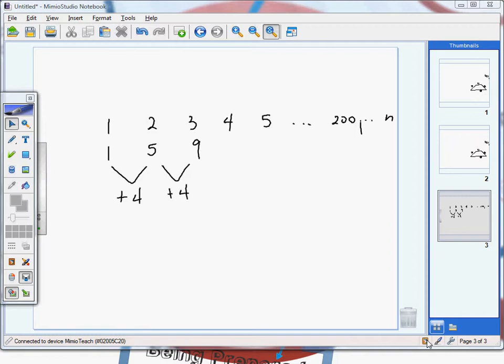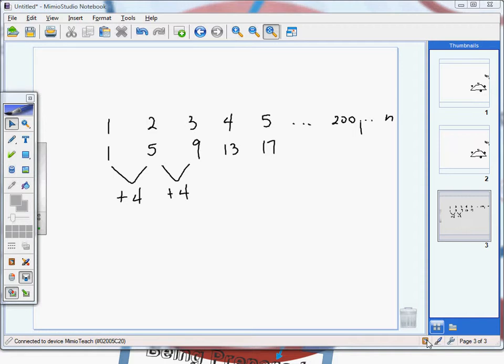Okay, so the next one, what do you think would be? Add 4, so it's 9 plus 4, 13, and then add 4 again, 17. Okay, but then we get stuck because you don't want to sit there and go through it all the way to 200. That would be insane.